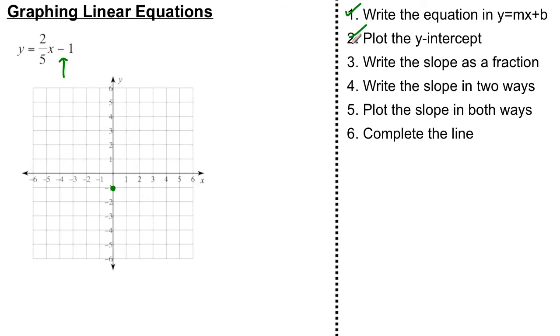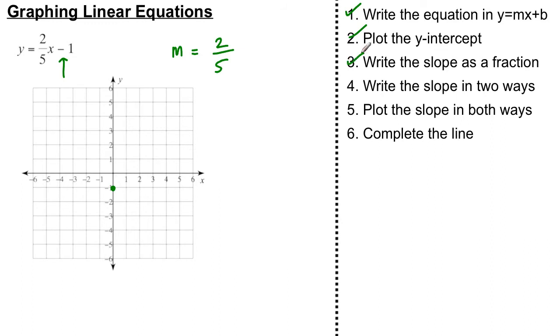Okay. The third step is we're going to write the slope as a fraction. Okay, and so it actually already is a fraction in this case. It's 2/5. But we're going to write that out. We're going to say that the slope is equal to 2/5.